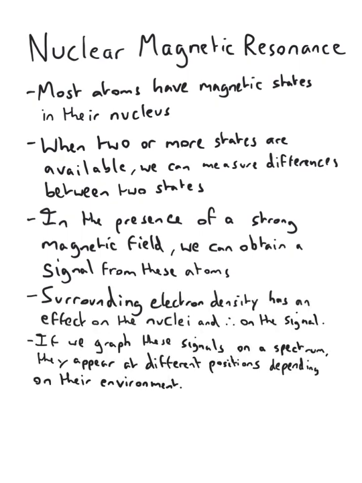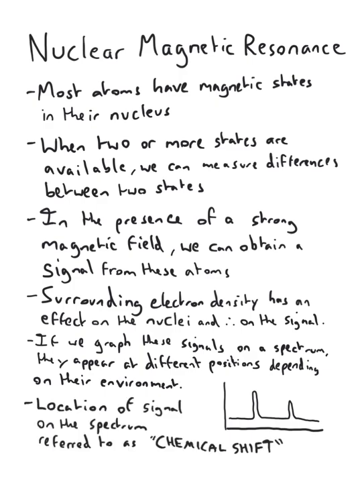The surrounding electron density around these nuclei can have an effect on the signal, and therefore, when we graph those signals on a spectrum, they will appear in different positions depending on the environment the nuclei are in. The location where the signal appears on the spectrum is referred to as the chemical shift.